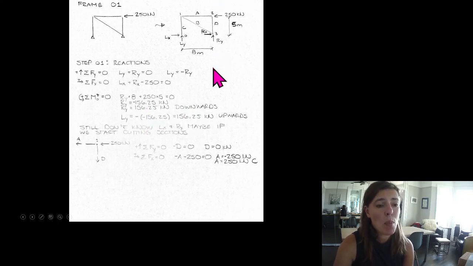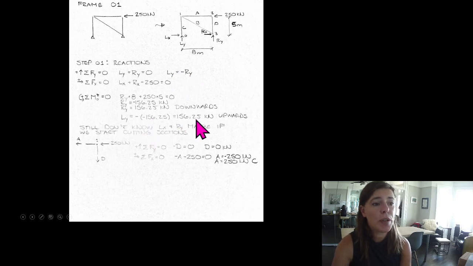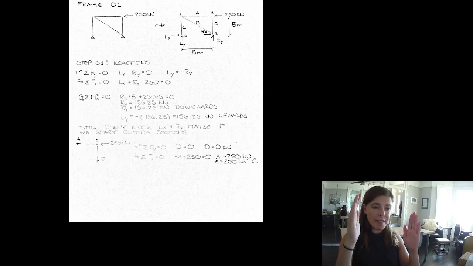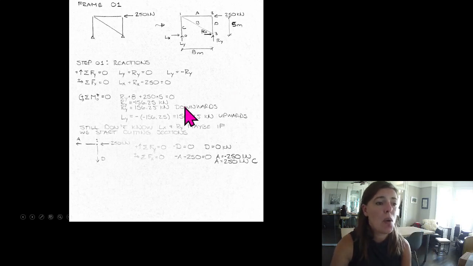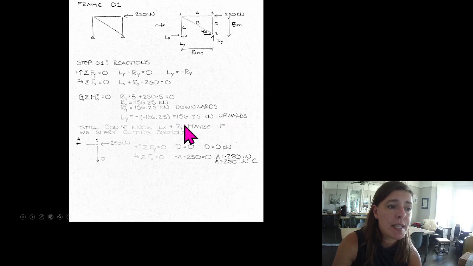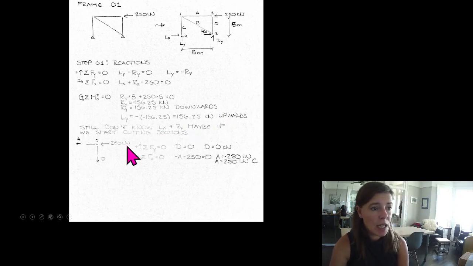I guessed it was an upward arrow. That negative value means I'm wrong. Well, we knew that Ly equaled the negative of Ry, so Ly is 156.25 upwards. So as 250 kilonewtons tries to tip this over, one side pushes down and one side tries to pull up with an equal and opposite force of 156.25 kilonewtons. We still don't know Lx and Rx, but let's just start cutting sections.